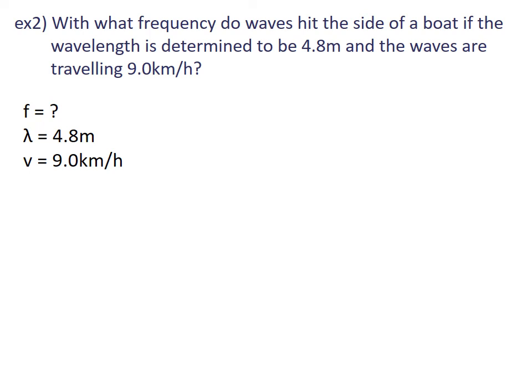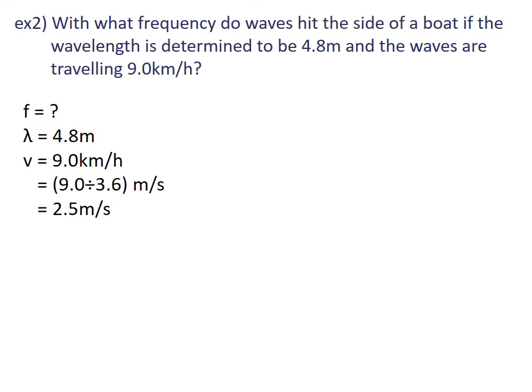But speed has to be in meters per second. In the previous example, we said that meters per second is always smaller and the magic number is 3.6. So I'm going to divide 9 by 3.6 to convert kilometers per hour to meters per second. That gives me exactly 2.5 meters per second. If it wasn't an exact number, I would have to make sure that I don't do any rounding until I'm done the question.